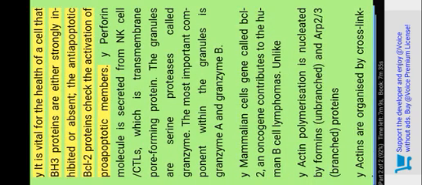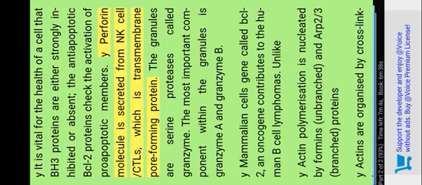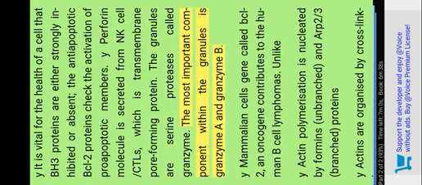Why it is vital for the health of a cell that BH3 proteins are either strongly inhibited or absent. The anti-apoptotic BCL2 proteins check the activation of pro-apoptotic members. Why the perforin molecule, a transmembrane pore-forming protein, is secreted from NK cells and CTLs. The granules contain serine proteases called granzymes. The most important components within the granules are granzyme A and granzyme B.